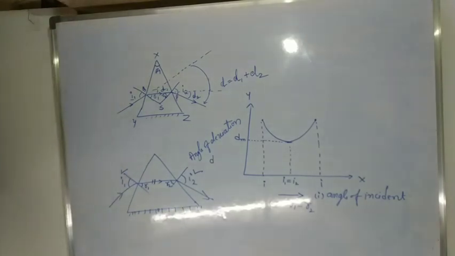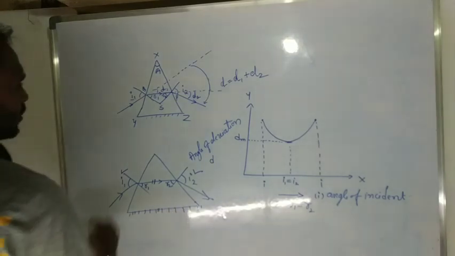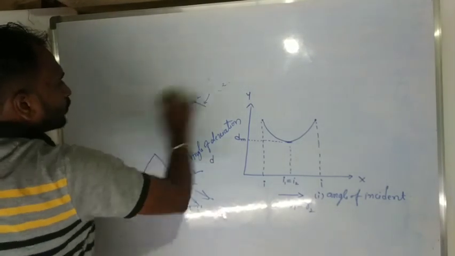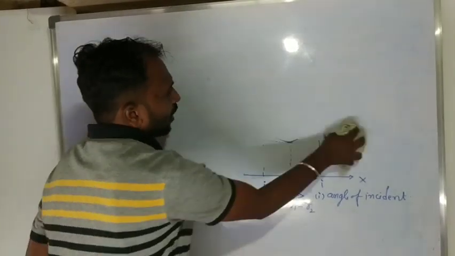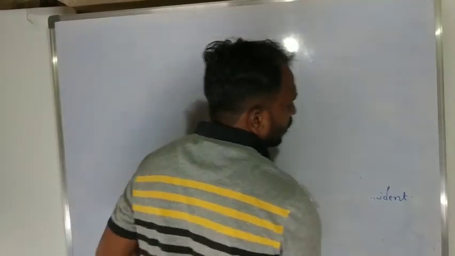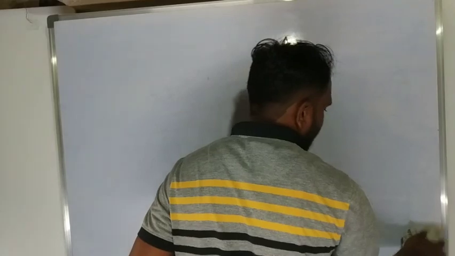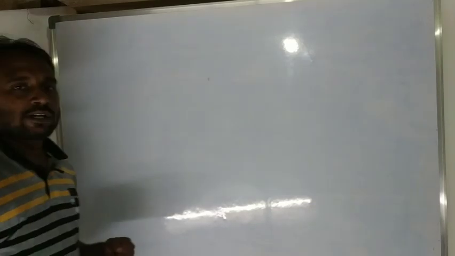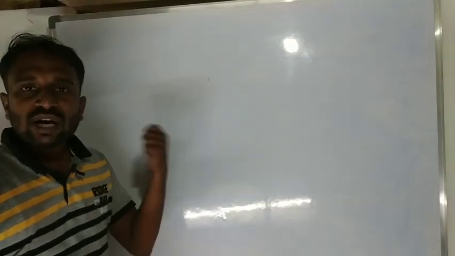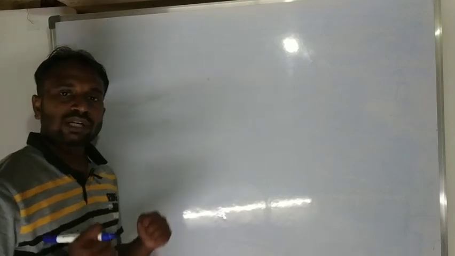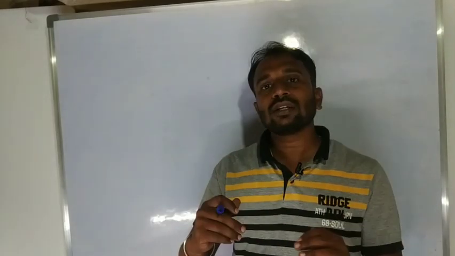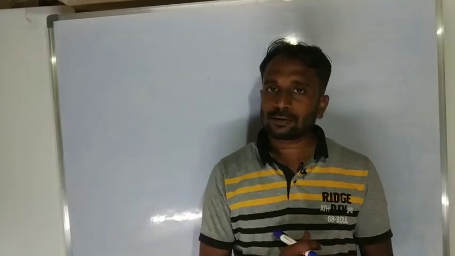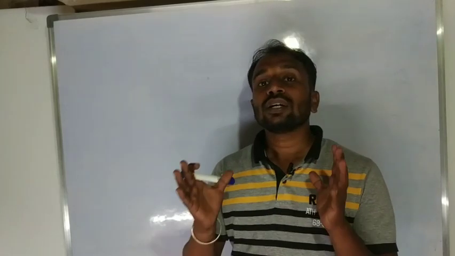Okay, next concept. Angle of deviation is the angle between the extended incident ray and the refracted ray. Minimum angle of deviation condition: the refracted ray is parallel to the base of the prism. So here we get I1 equal to I2. When I1 is equal to I2, then R1 is equal to R2. So this is the minimum angle of deviation.